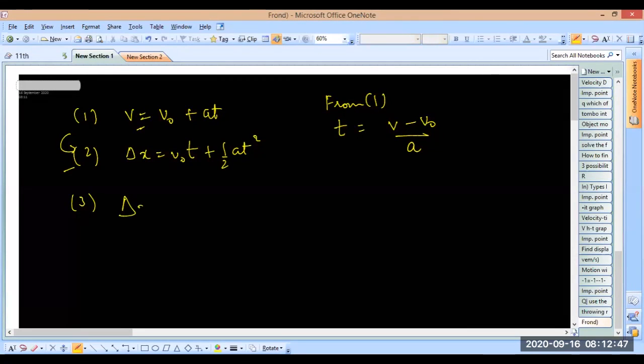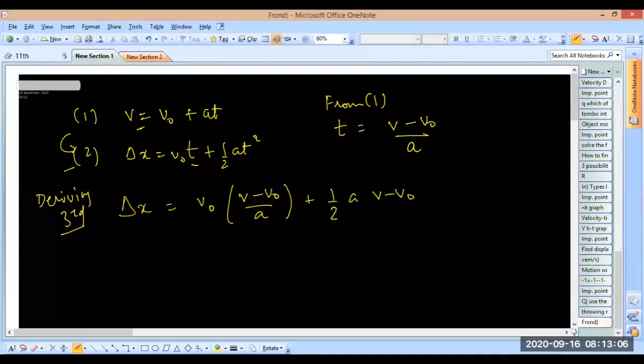So I can say delta x is equal to, now we are deriving the third. Delta x is equal to v0, instead of t, I'm going to write (v minus v0) by a, plus 1 by 2 a into (v minus v0) by a, squared. Square means you just have to write it twice. Agreed? I'm sure you understand that.